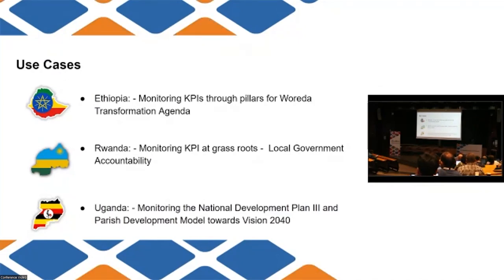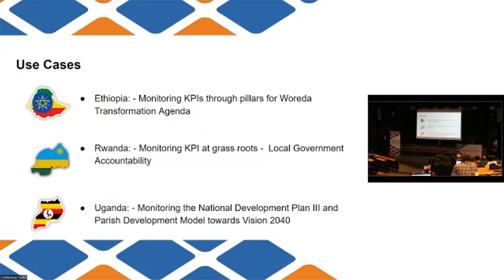Then we come to Uganda, which has all the mixes from the national level up to the grassroots, where we are monitoring the national development plan. Governments all set their national development plans. For us, we are on plan 3, which is towards the Vision 2040. Here we are looking at all the sectors in the country, as I shared in the previous slide, and also a new initiative, the parish development model, where the different parishes are given grants and they're supposed to use them, and then we're able to monitor what happens.